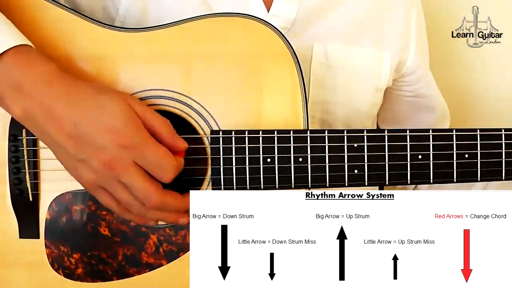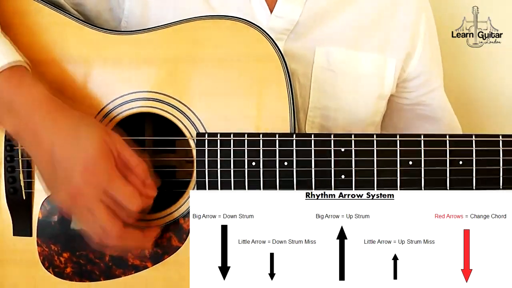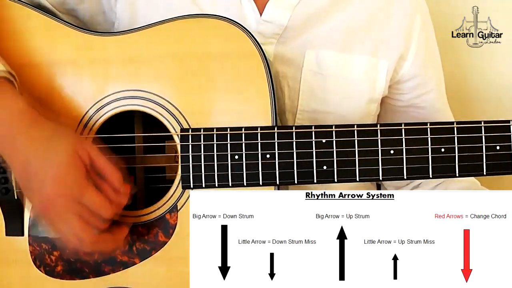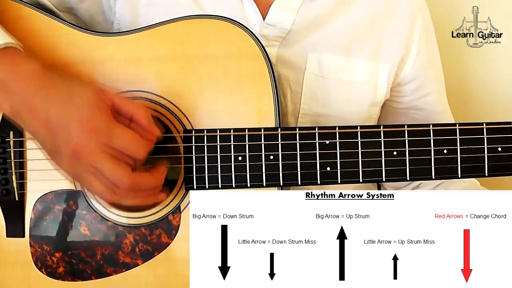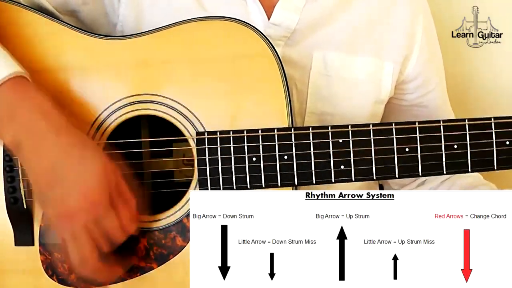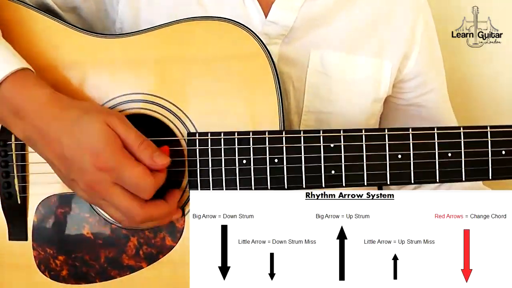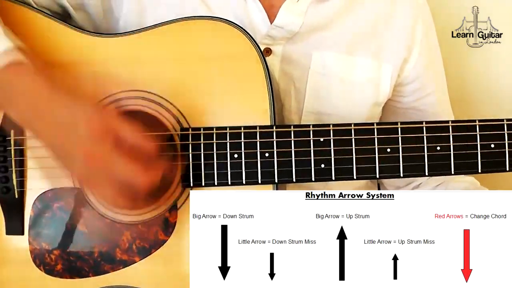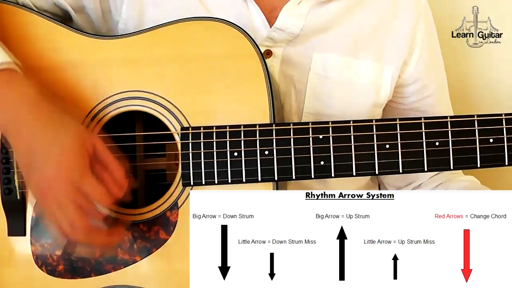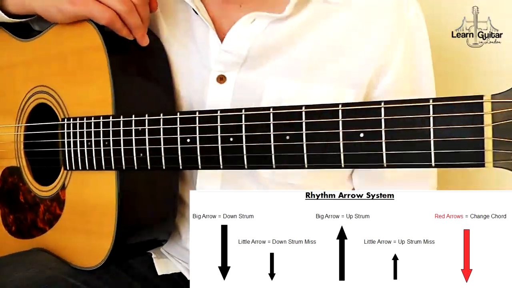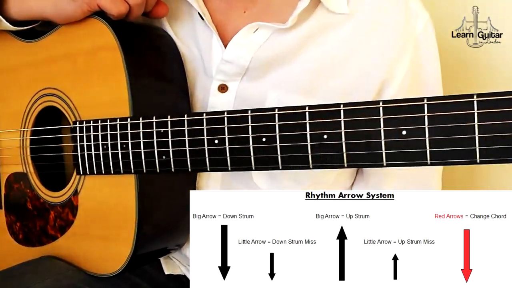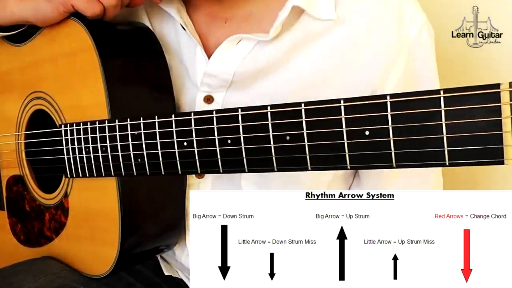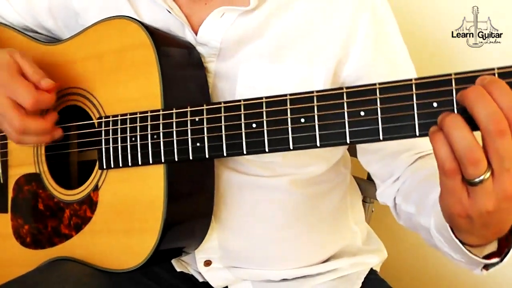Now, when we're doing ghost strums, do not stop your hand. That's totally pointless. So if we're going down, miss, down, miss, we don't go down, miss, down, miss. It's not the same. Pretend like you're strumming. And a ghost strum isn't faster. So just keep it on the same beat. Okay, if you see a red arrow, it means that you're changing chords somewhere in the bar. All right, cool. So, let's have a look at the beginning.